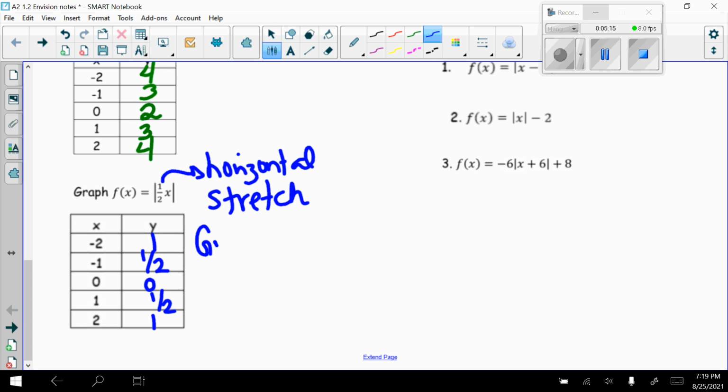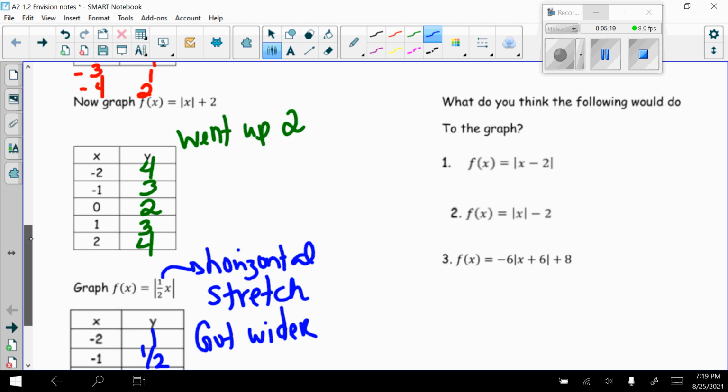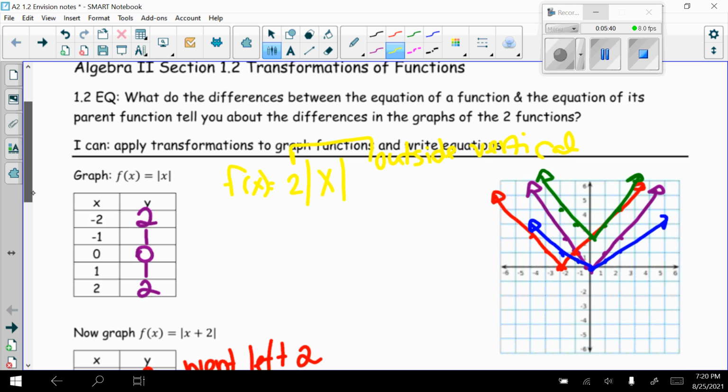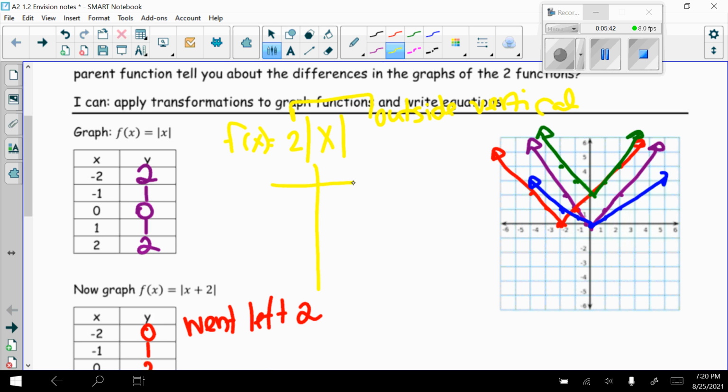So basically this got wider. We're going to add another one that I don't have on here. So let's switch colors again, and let's graph f of x equals 2 times the absolute value of x. So this time when it's on the outside, this is going to affect the graph vertically. And we're going to make an xy table. -2, -1, 0, 1, and 2.